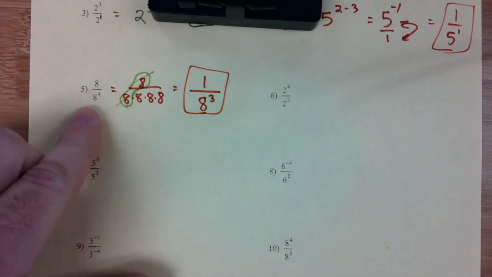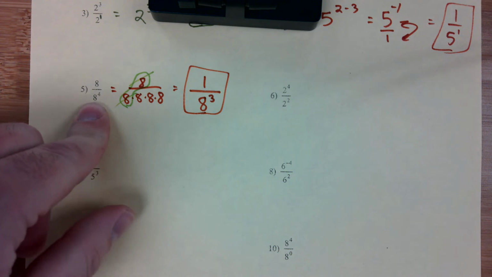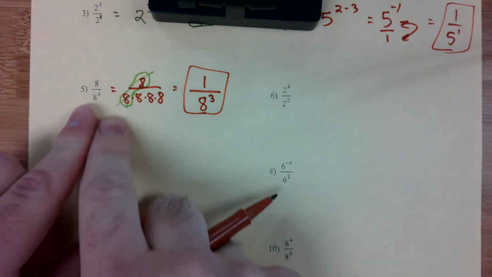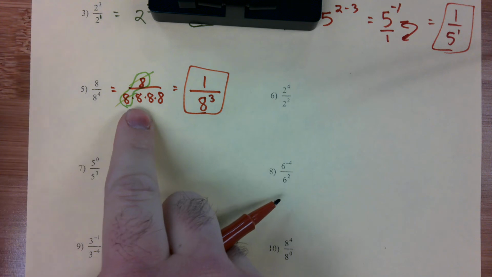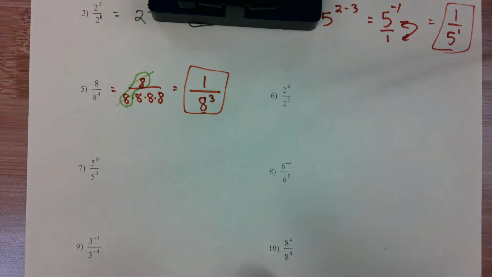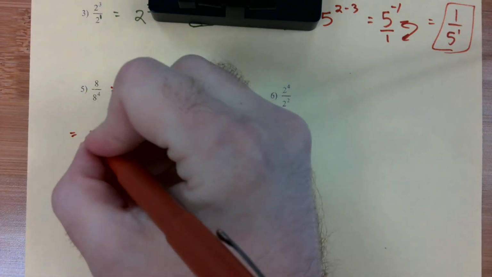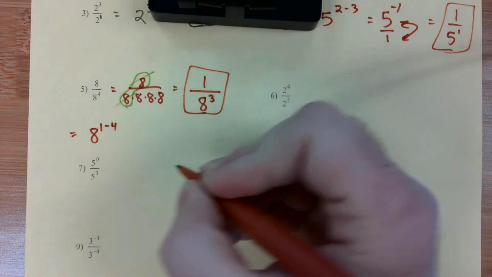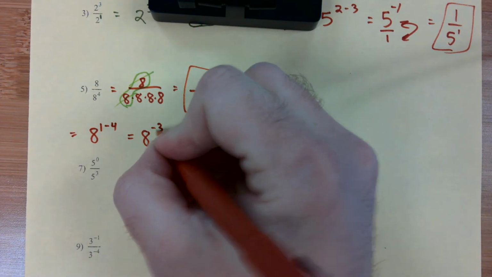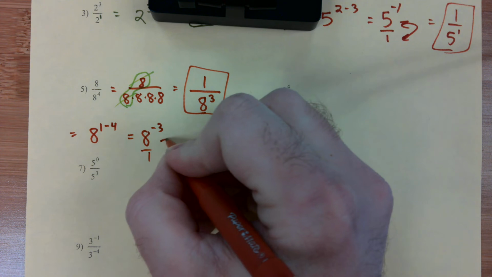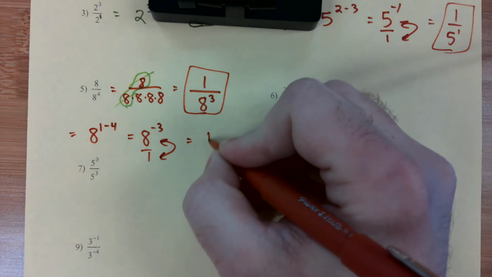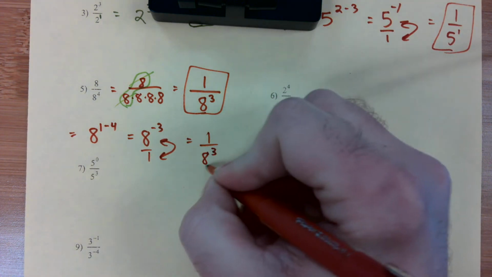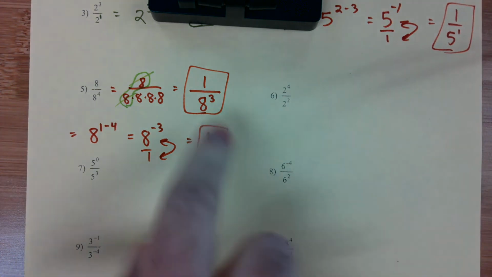So, when you have a larger exponent in the denominator, it might help to just expand it out. It might actually be easier. Because if we wanted to use the quotient rule, this is what it would look like. 8 to the 1 minus 4. That's 8 to the negative 3rd. Got to put that over 1 and flip it around. 1 over 8 to the positive 3. Same exact answer, right?